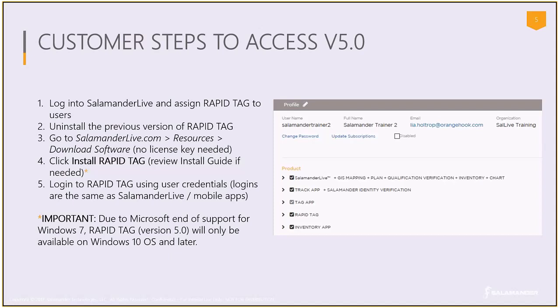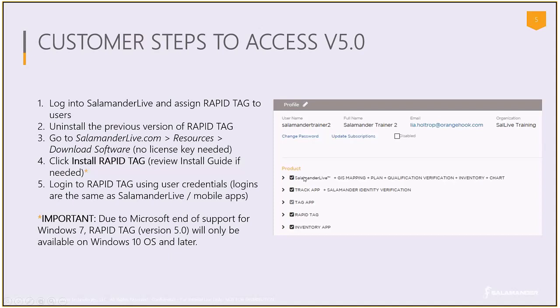So if you've purchased one RapidTag, you are allowed to assign that to one person. If you purchased two RapidTags, you would assign that to two individuals. So that's the licensing process. In this case, what you would need to do as the administrator, so this is the administrator's task, is log in to Salamander Live and assign that RapidTag to your users. So that's the first step. That's going to be under your profile.